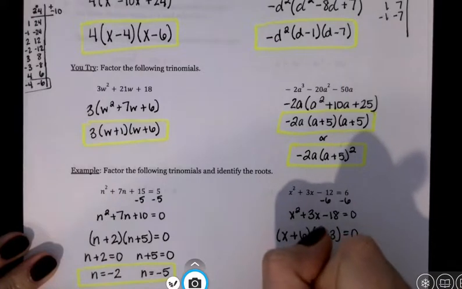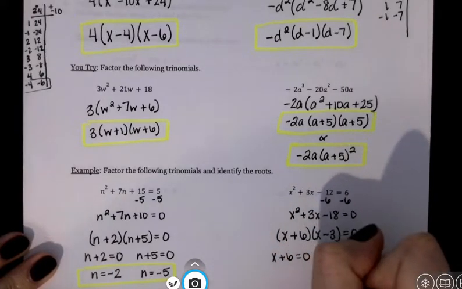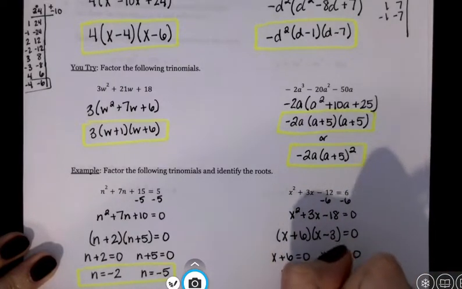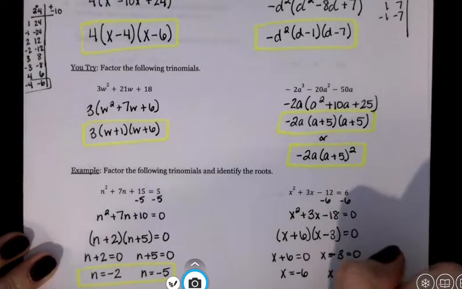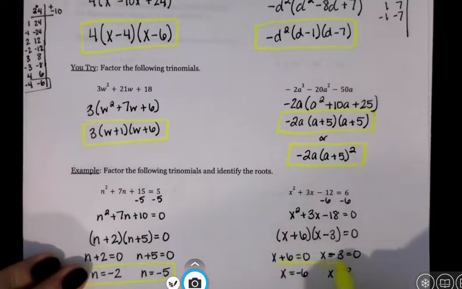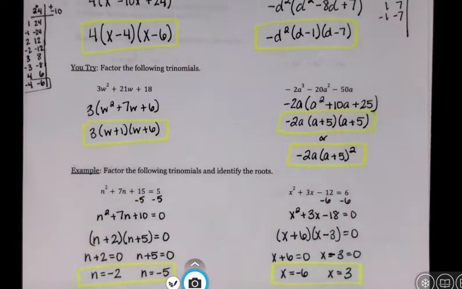I'm going to break each part, set them equal to 0. Oops, I skipped ahead there. Make that a minus 3 equals 0. I'm sorry. So we should get negative 6 and positive 3 for our final answers. These are the roots. This is where it would cross the x-axis if we were to graph it.